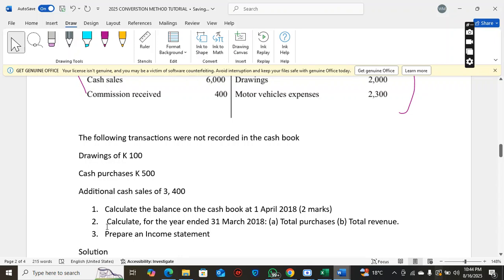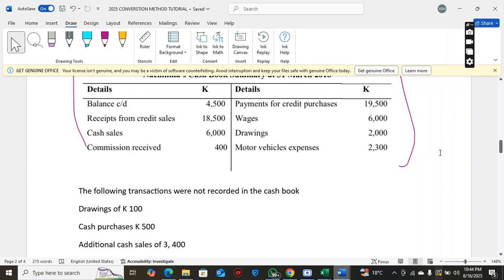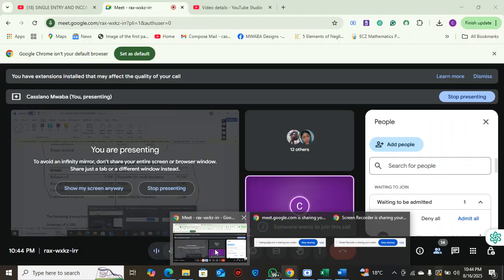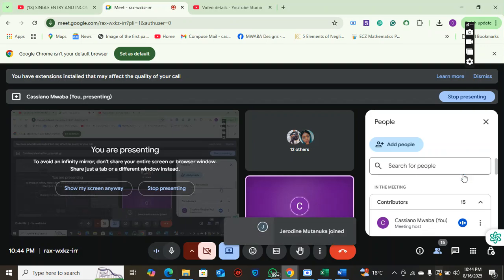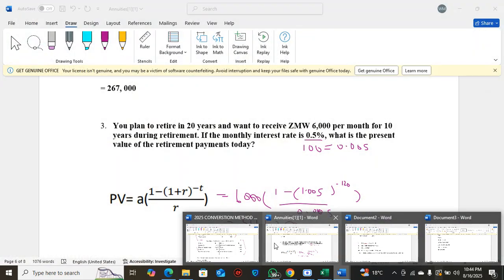All right. So part two: calculate for the year ended 31st March the total purchases, total revenue, and then prepare an income statement. First things first, we need to close this cash book here. We have to find the balance. Now, some transactions haven't been recorded, so we need to record them and add them into the cash book.